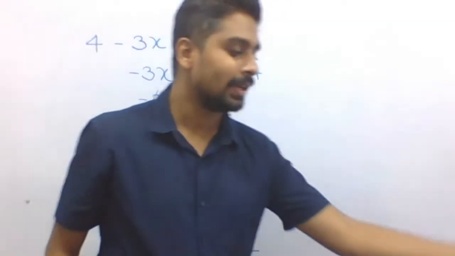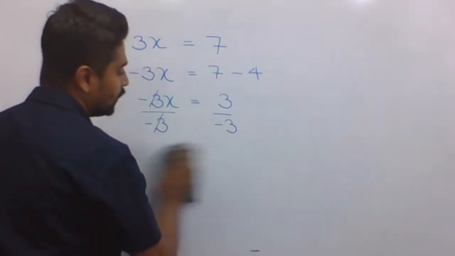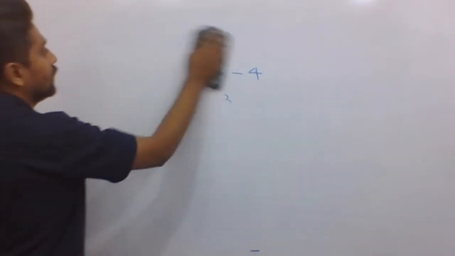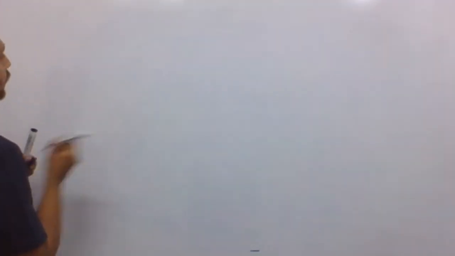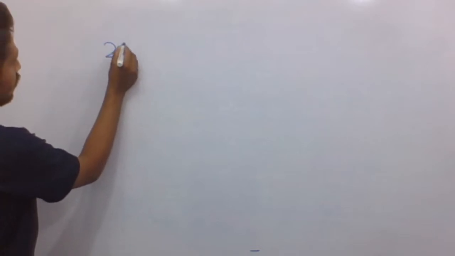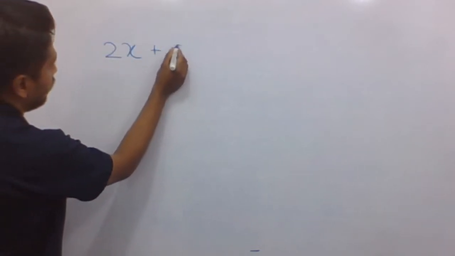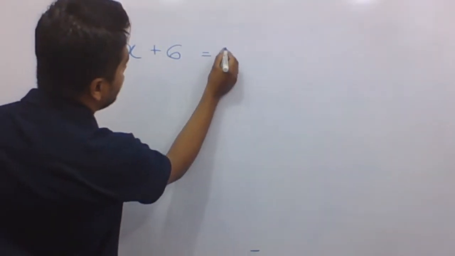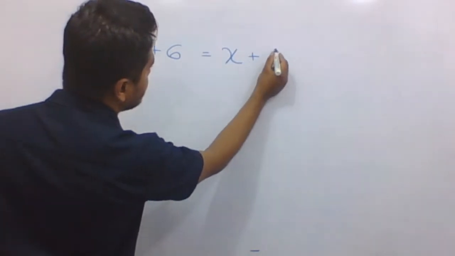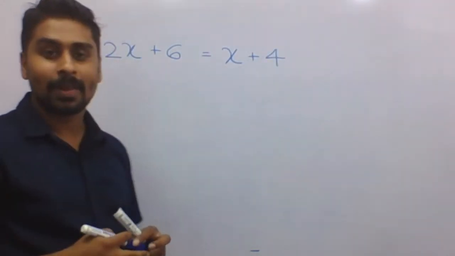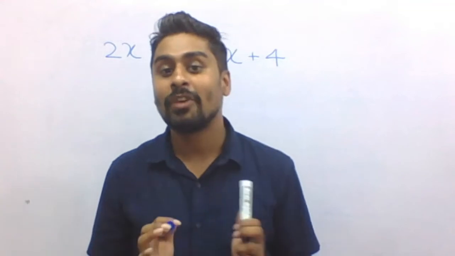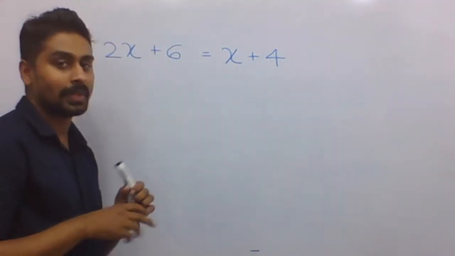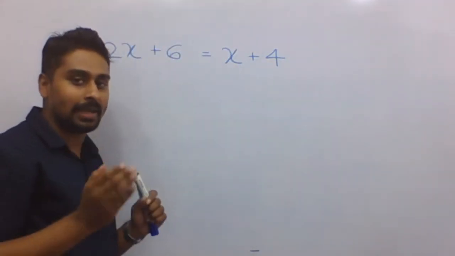Right? Okay. The next question, let's do. In the next question, it is what? 2x plus 6. Look at this one. 2x plus 6 equals x plus 4. Right? So when we are doing this one, look at this one. Now stop this one. Now again I am not going to tell you.